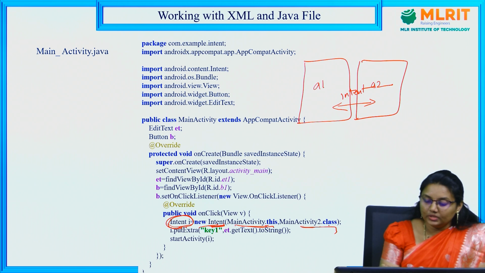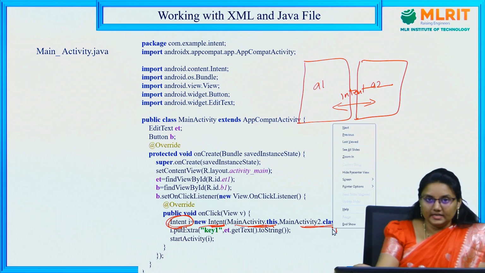Intent class, and the object is created, I object, with new Intent. We are passing two things to this intent: all the main activities that you are going to use. So this represents the current main activity. MainActivity2.class means the next main activity.